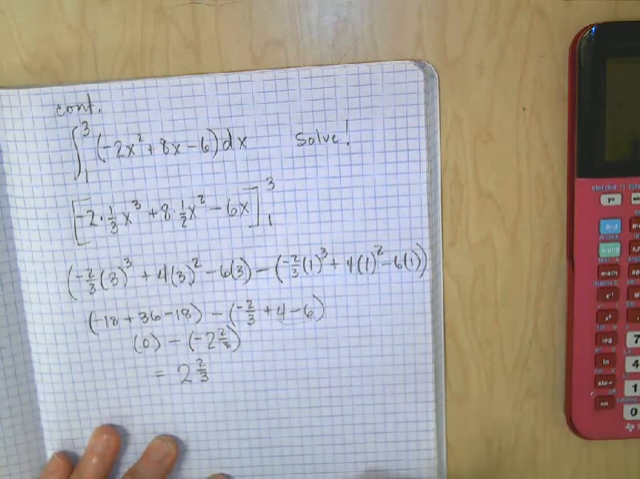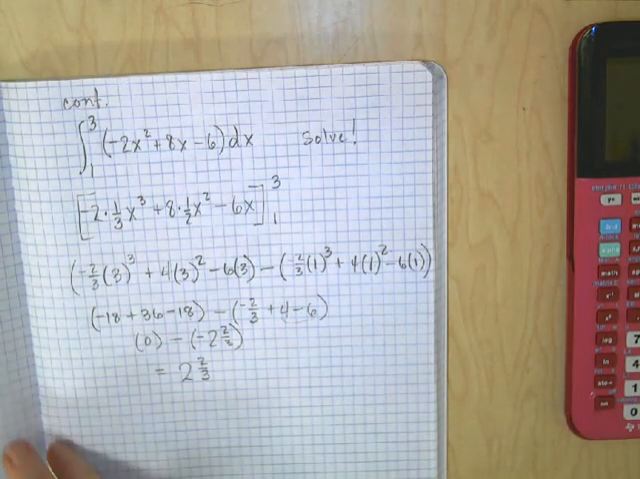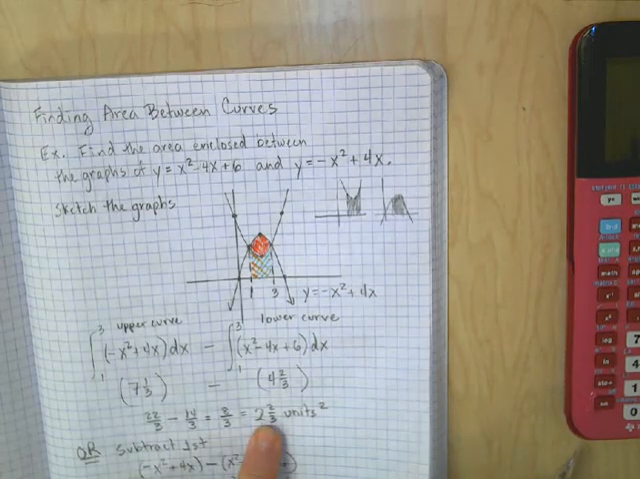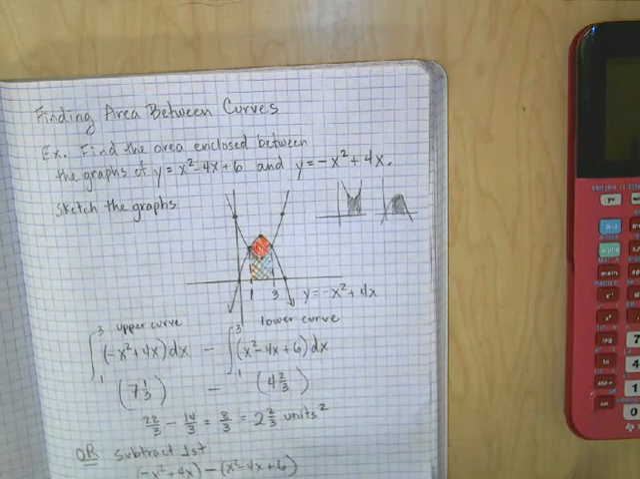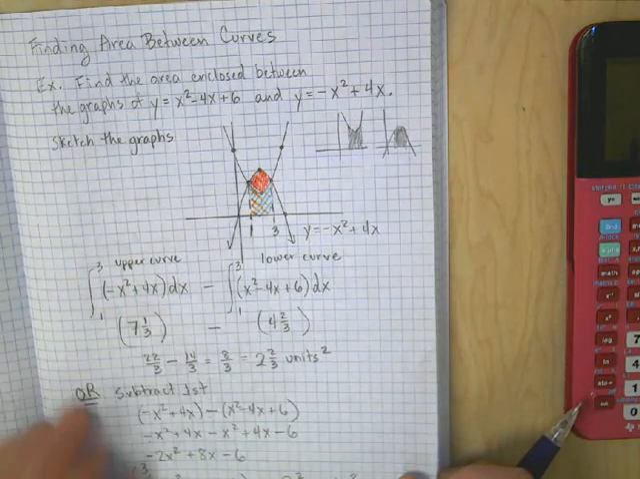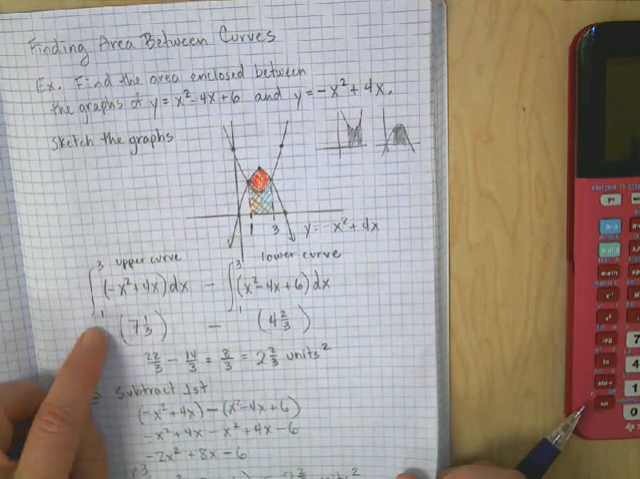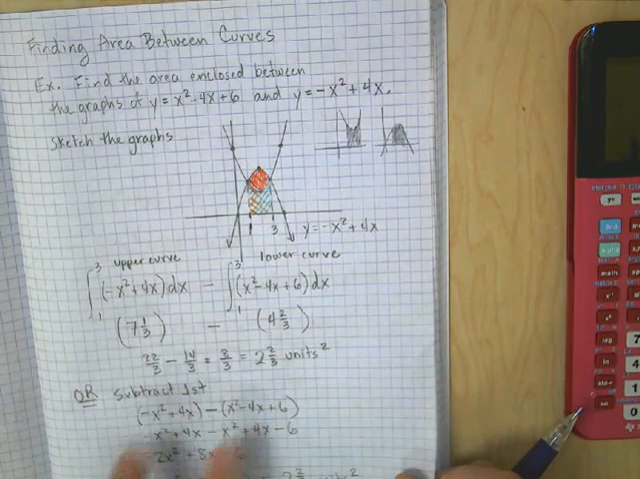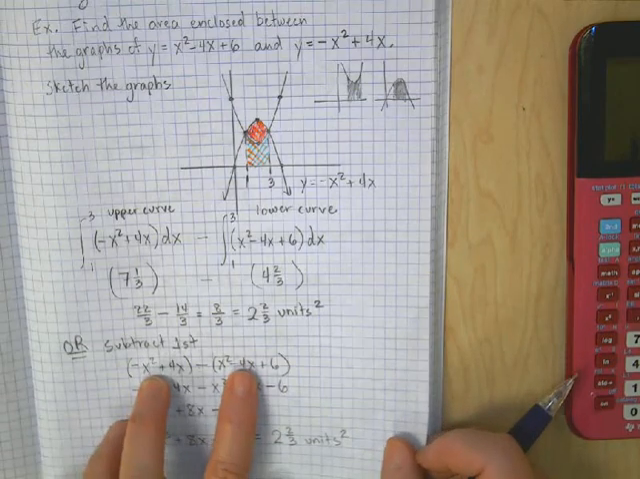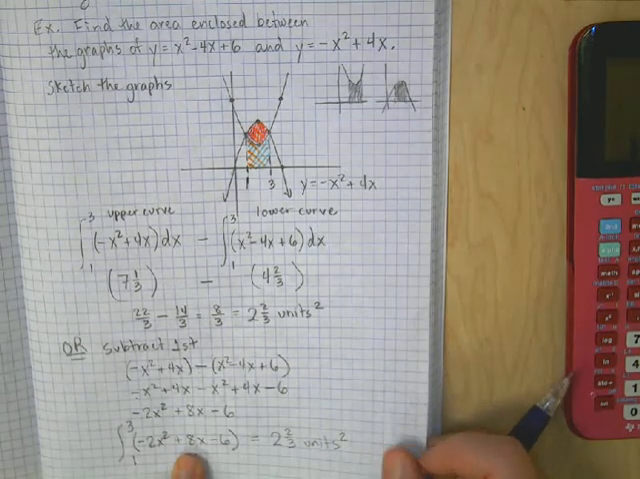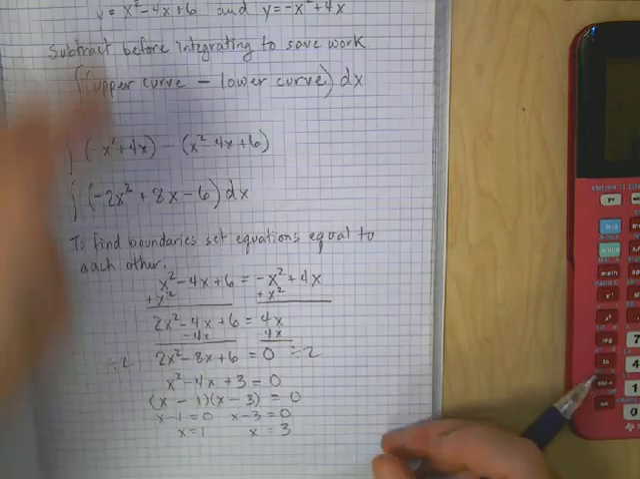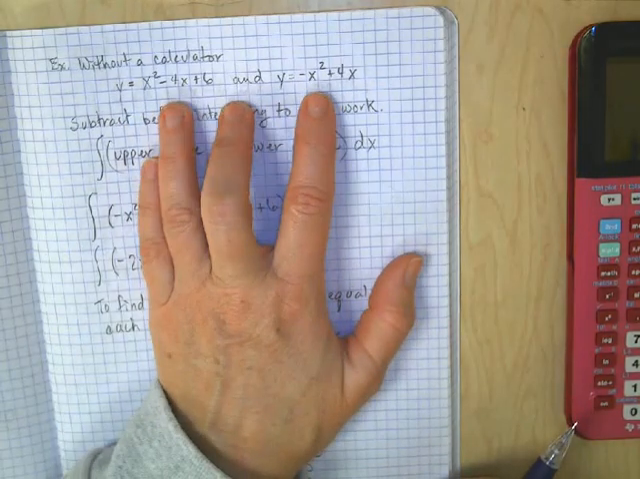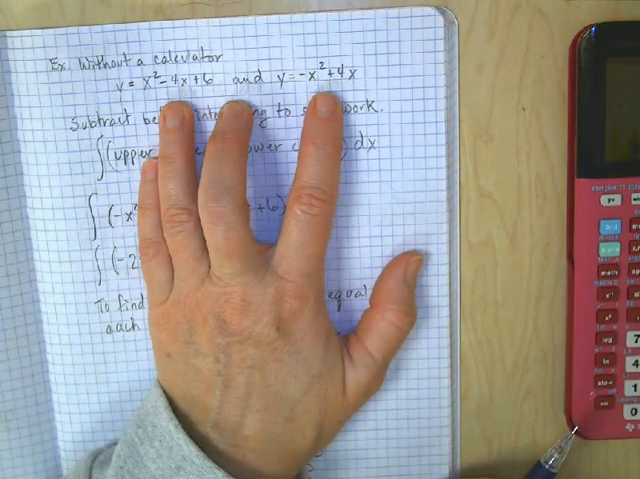Is that what I got when I did it with the calculator? I don't even remember. Oh, please say yes. Please say yes. 2 2/3. There it is. Okay? So obviously with a calculator it's a lot easier. You just need to figure out what your boundaries are, and then you can find the areas separately and subtract them, or you can subtract the two equations and then take the integral. Doing it by hand obviously is a lot more work. You also need to graph these because you don't know which one is the upper one. Okay, so you need to sketch these graphs.